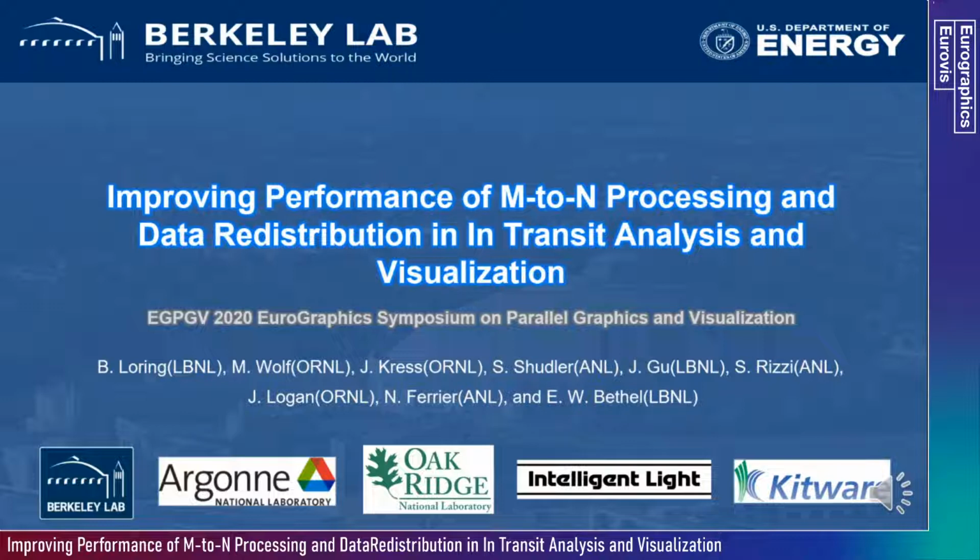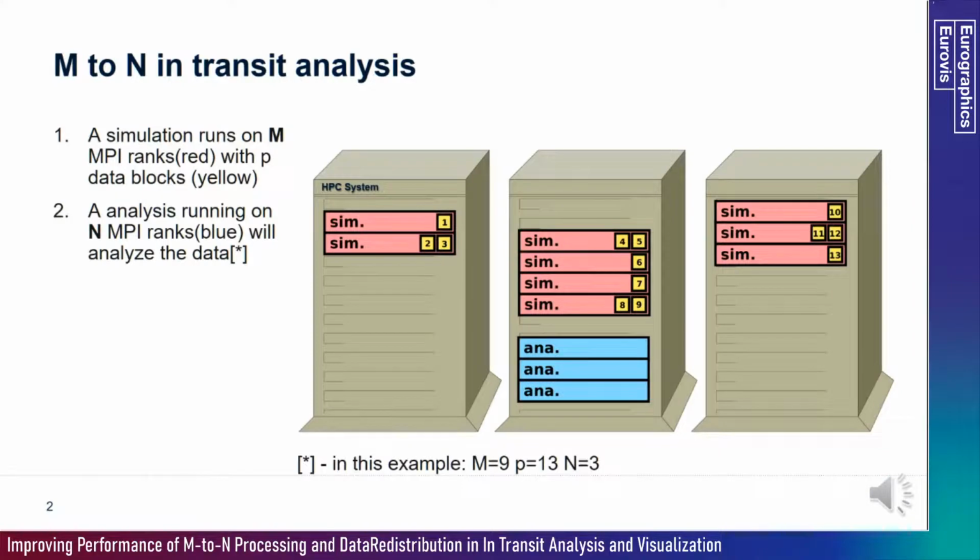End-to-end processing and data redistribution in transit analysis and visualization. We'll begin with an overview of what we mean by end-to-end in transit analysis and visualization. In this scenario, a simulation runs on M MPI ranks, generating a solution on a decomposed set of P data blocks, which are distributed amongst the M MPI ranks. An analysis job is running concurrently on the same HPC system on N MPI ranks, and this analysis job will process the data as it's being generated by the simulation.